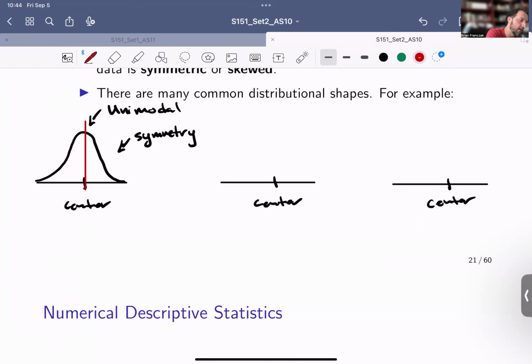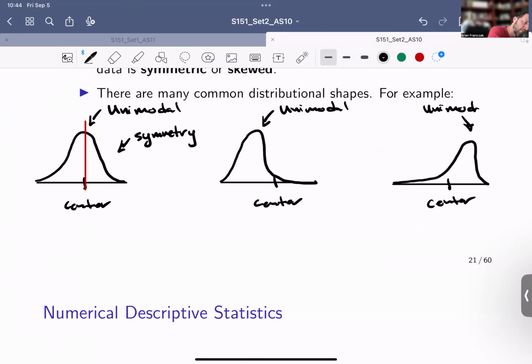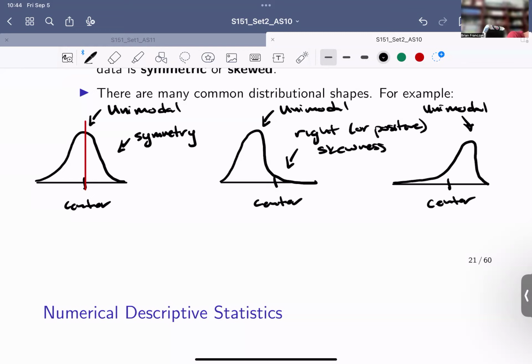Now this concept is a bit easier to understand in comparison to a skewed object. So common skewed objects will likely look something like this or like this. Now again, in both cases here, we have unimodal distributions, because there's just one peak. But here we have what we call right or positive skewness. And then here we have the opposing, which is left or negative skewness.